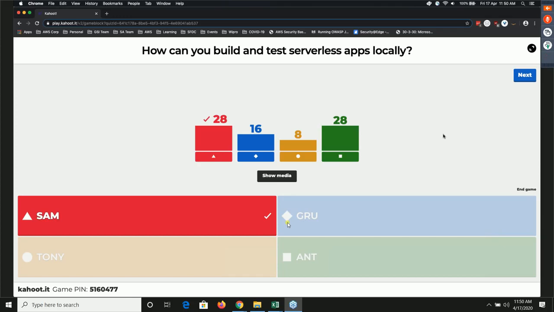So SAM is the Serverless Application Model. As I had explained, the Serverless Application Model allows you deployment, it supports CloudFormation, and integrates with Lambda. And the SAM CLI also creates a Docker environment on a local host, and you can run and test Lambda functions locally in that. So SAM CLI is the right answer there.